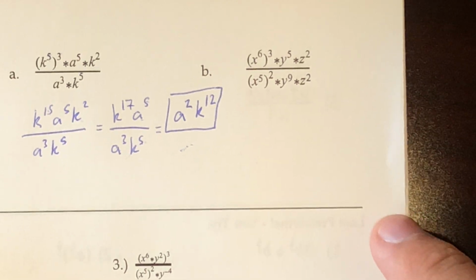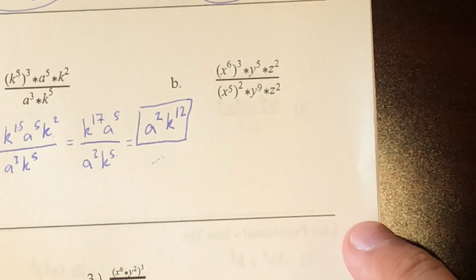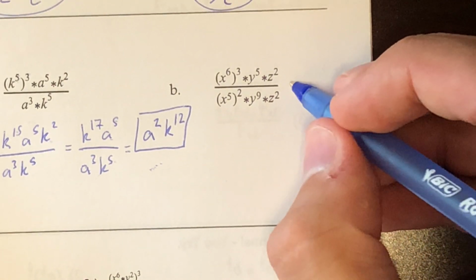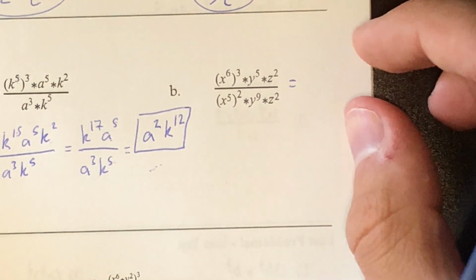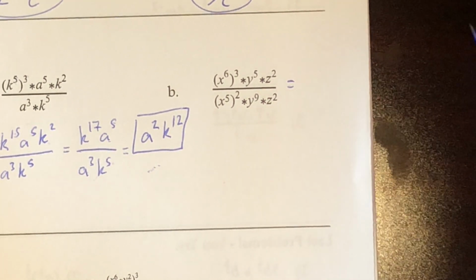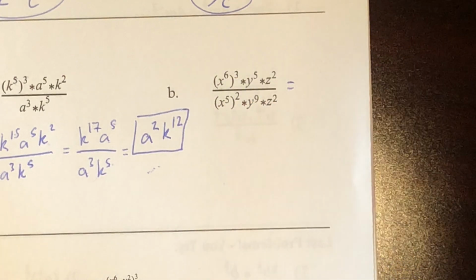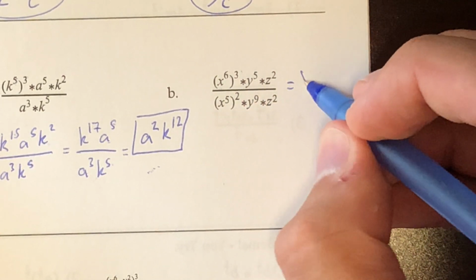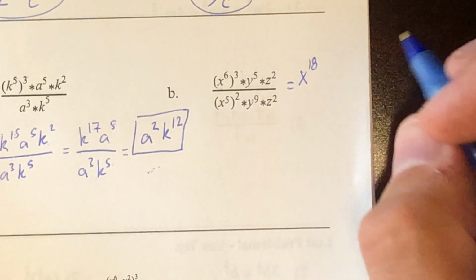Okay, let's look at one more. So we'll start with that product rule. If you want to pause it and write down this problem, you're welcome to. So we have x to the 6th to the 3rd, so 6 times 3 is 18.